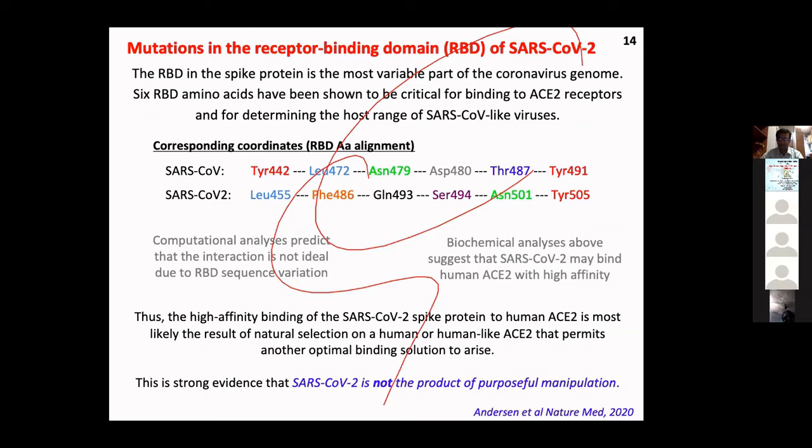Now, if we consider that this is a purposefully manipulated virus, then no biologist would have ever gone for a substitution that is not ideal, at least by means of an in silico search, right? So that is strong evidence that SARS-CoV-2 is not the product of purposeful manipulation.